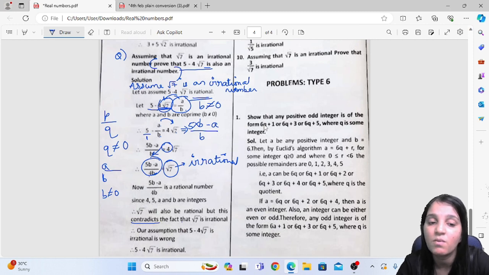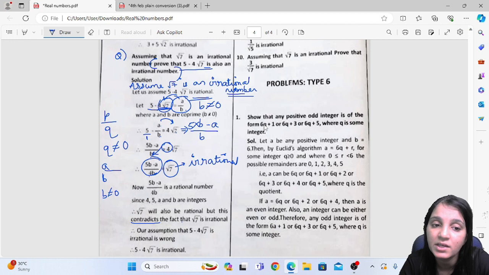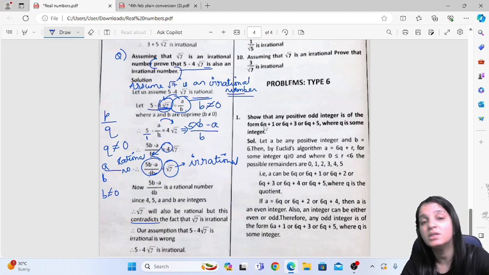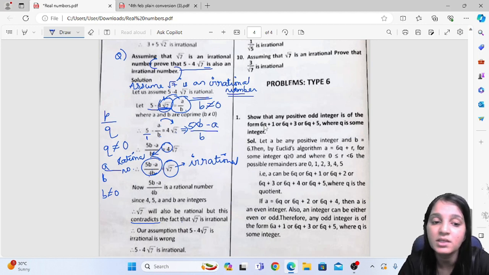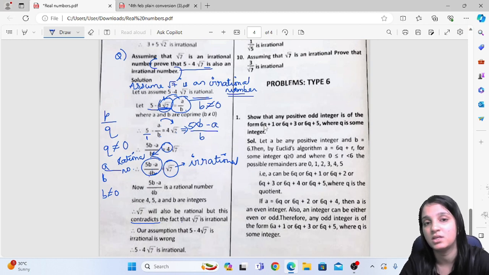Now this word is the most important word here. Contradicts means we had taken that it is an irrational number, right? But we are getting this as a rational number. So whatever we are doing is false. Our assumption that 5 minus 4 root 7 is rational is wrong. So that's why 5 minus 4 root 7 is irrational.